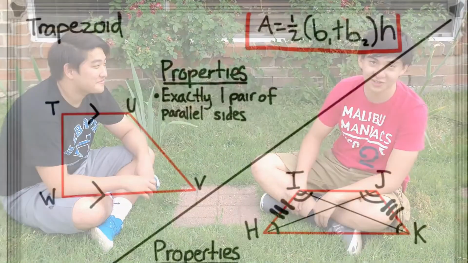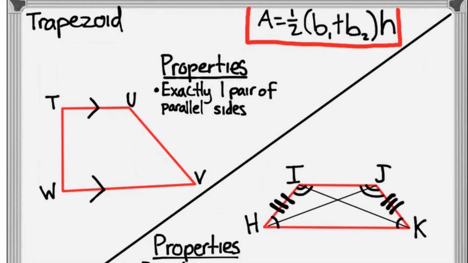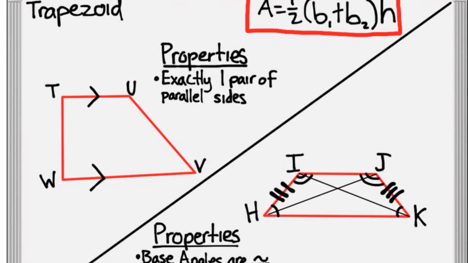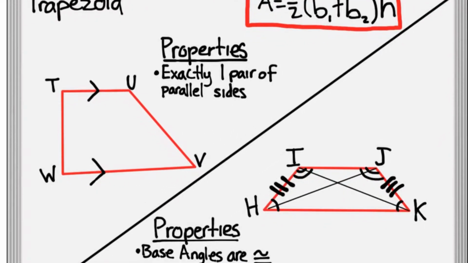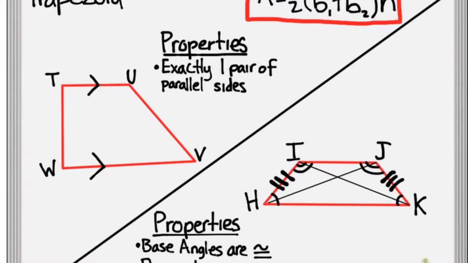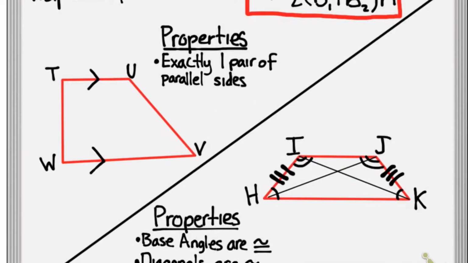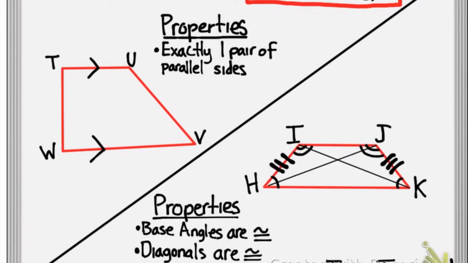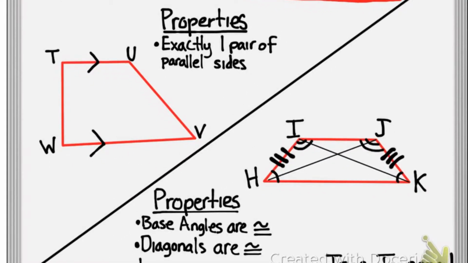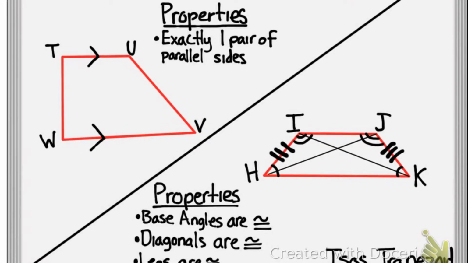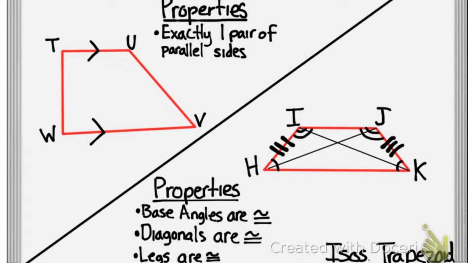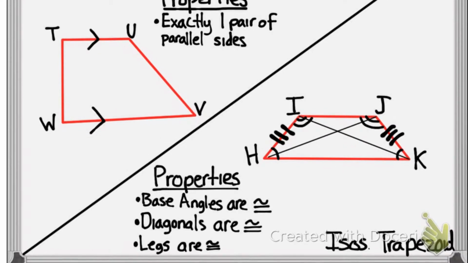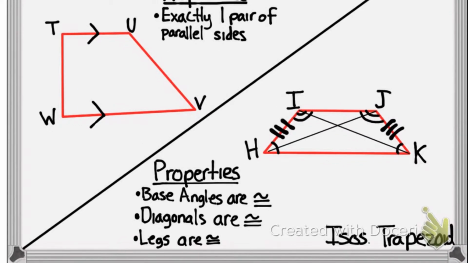Well, a trapezoid is a quadrilateral, or a four-sided figure, with exactly one pair of parallel sides. For example, trapezoid TUWV has one set of parallel sides. Therefore, it is a trapezoid. The trapezoid you're probably used to seeing is an isosceles trapezoid. What makes this type of trapezoid different is that its diagonals, legs, and base angles are congruent. The area of a trapezoid is 1/2 (base 1 plus base 2) times the height.